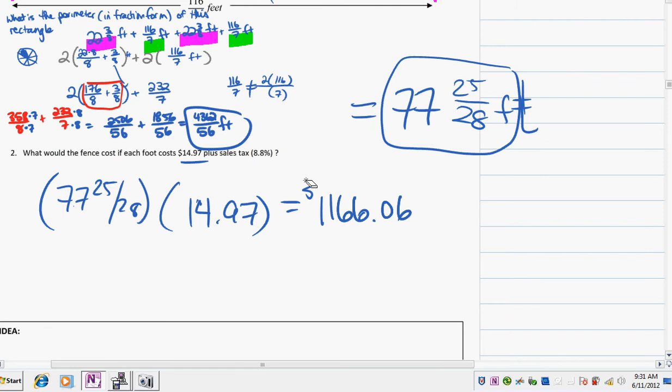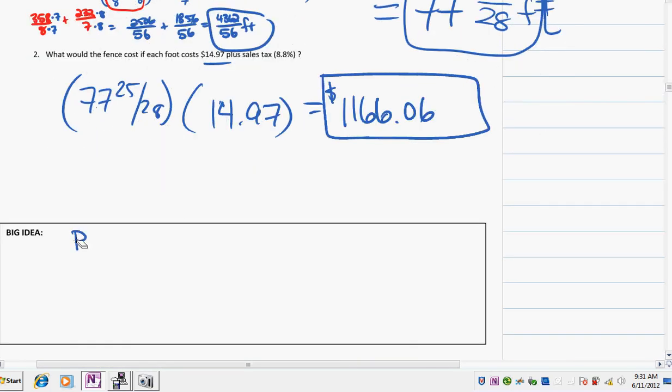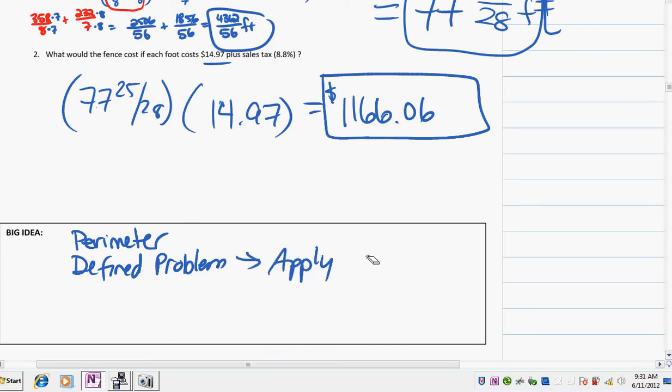So this is how much it costs. Now you notice I don't need it in fraction form, right? I need it in the form that makes sense. Money goes down to cents, so I would need $1,166 to build this fence. So the key ideas here, know what perimeter is, know how to define a problem, and apply a strategy, right? There's many strategies you can apply. There isn't one right way to solve this problem, or most problems.